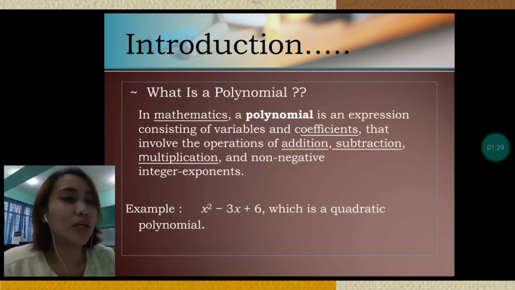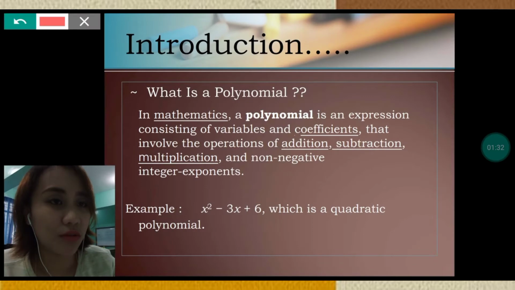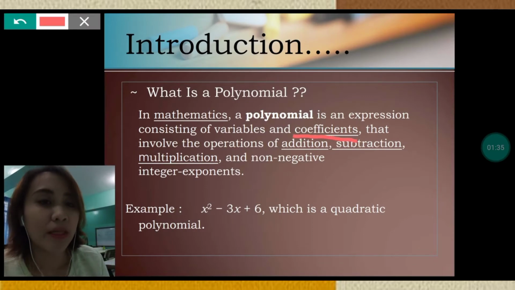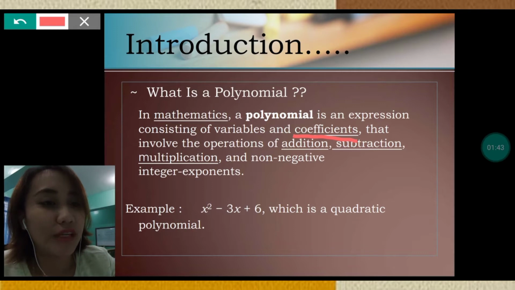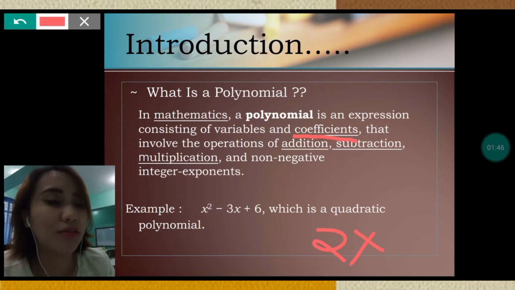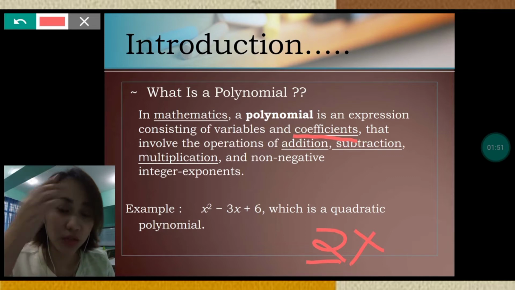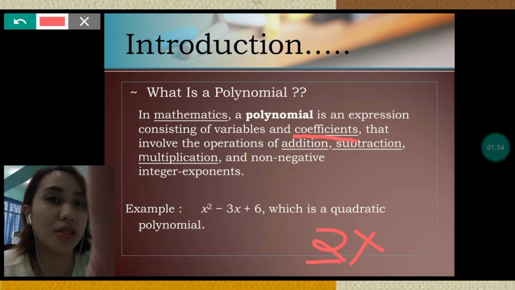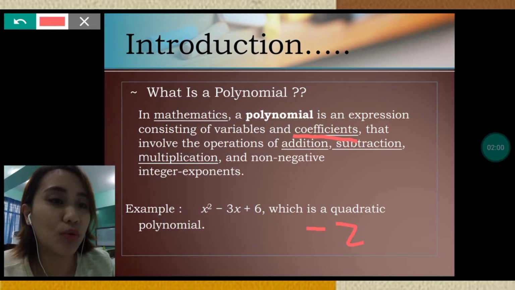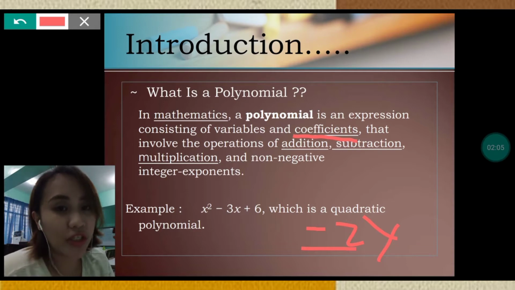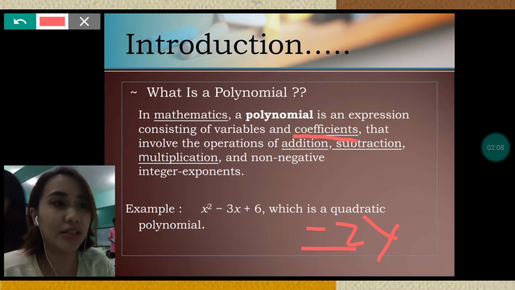Next, we have what we call coefficients. So when we say coefficients, these are usually numerical coefficients. These are numbers that are placed before the variable. So if we have, let's say, 2x, so 2 there is our coefficient, usually called our numerical coefficient. If we have, let's say, negative 2y, here, negative 2 is our coefficient or our numerical coefficient.